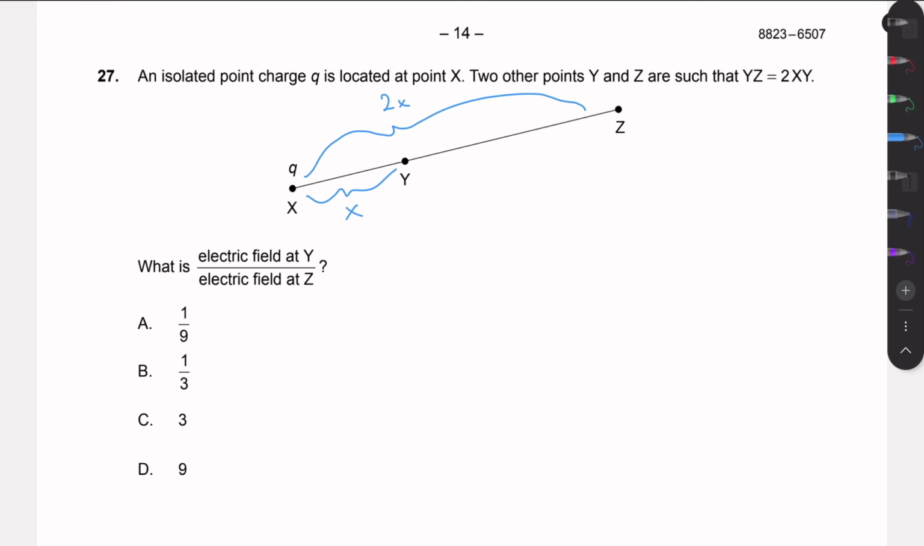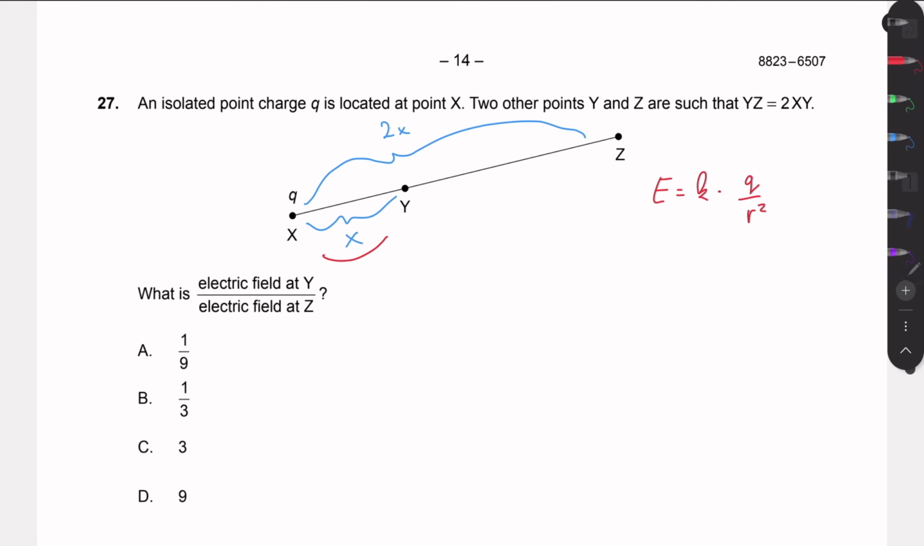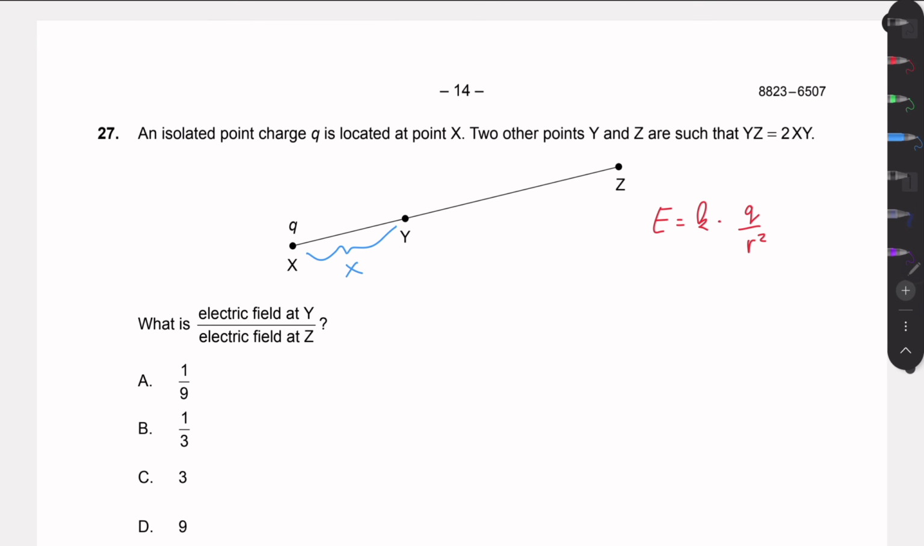How could we do this? We know that the electric field is just k times Q over r squared, so it changes with the distance. The point charge is the same here. What's important to see is that we have some distance x here, but the distance is measured from here to here and from here to here. And from x to z, the distance is 3 times. Okay, sorry, I think I made a mistake here, because this is not what the problem told us.